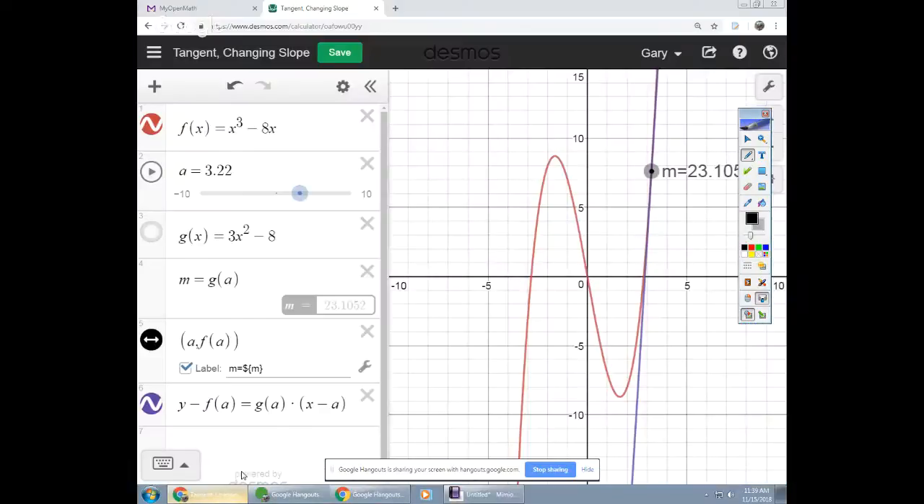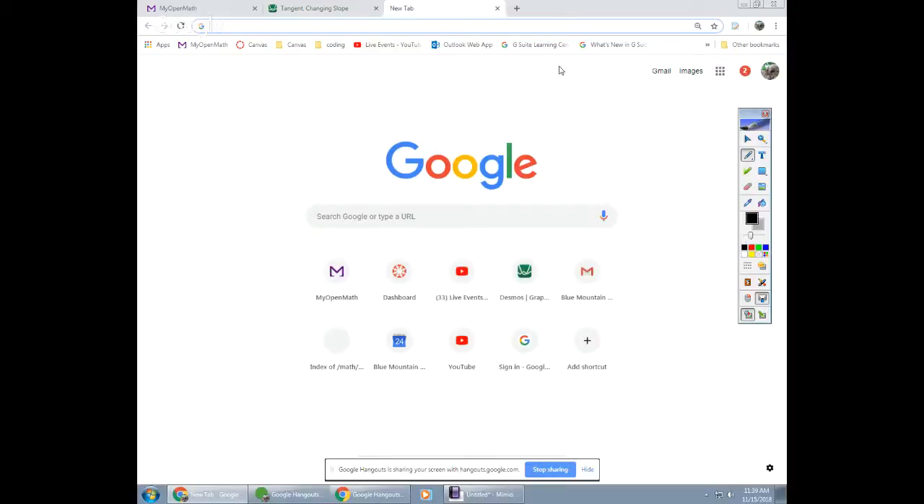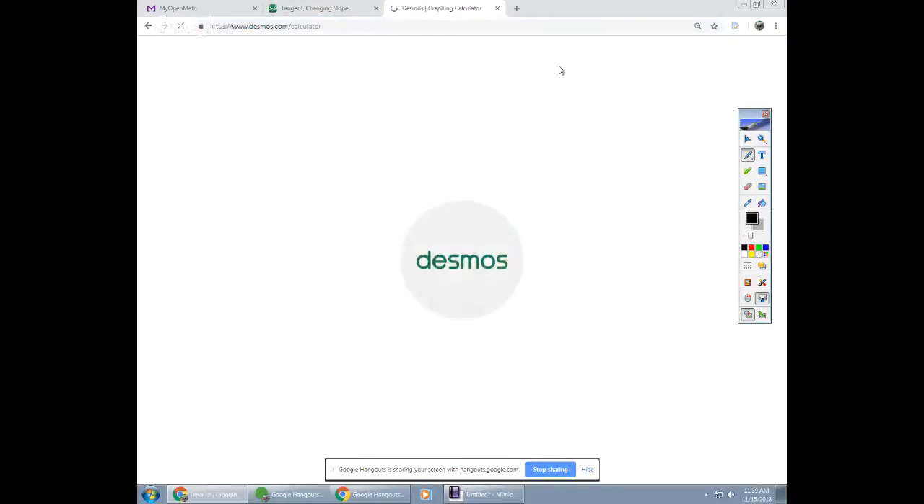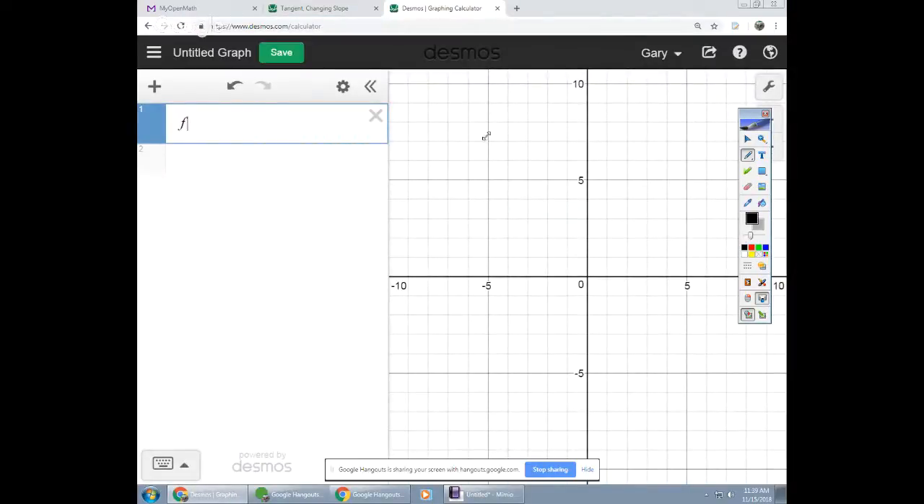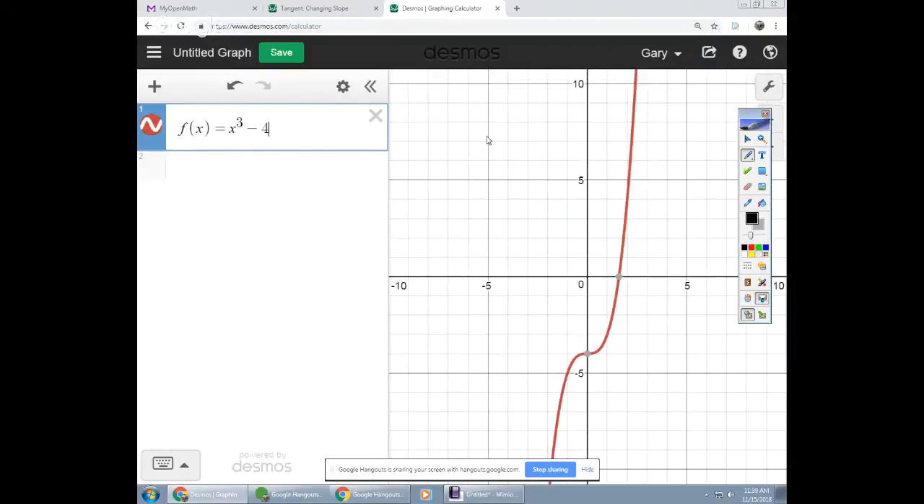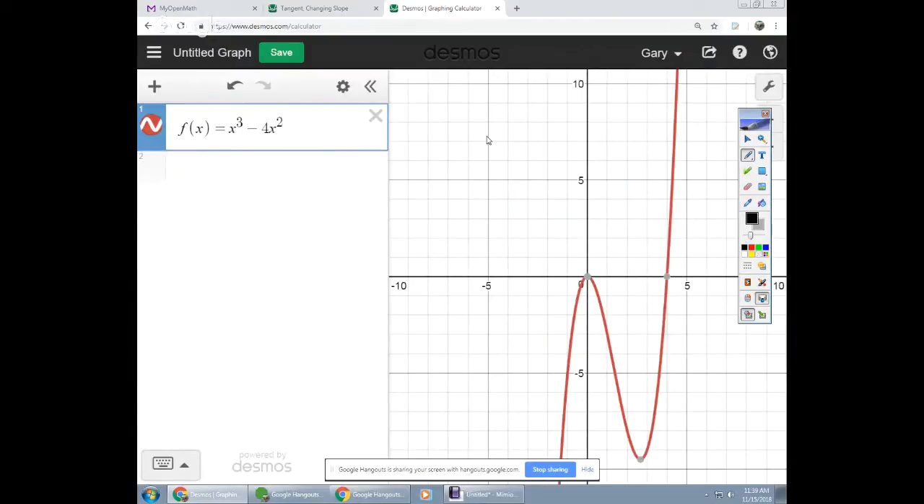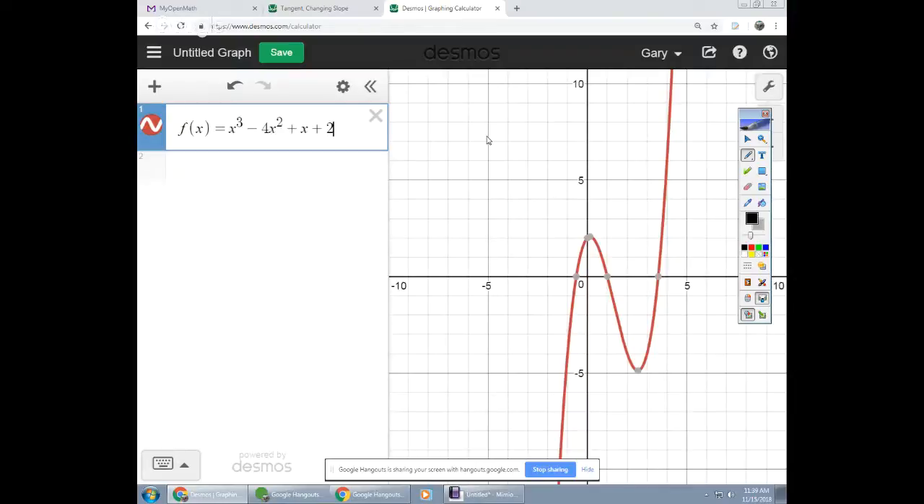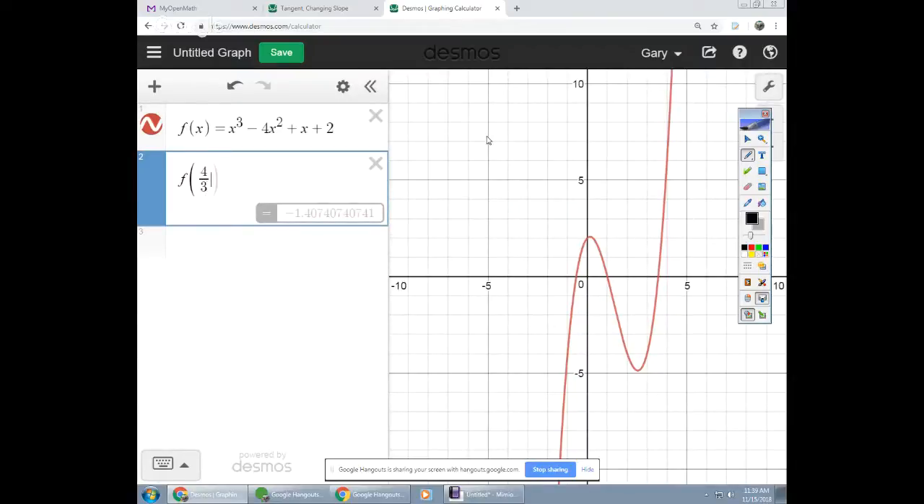So off to GeoGebra. Oh, I accidentally deleted that graph. Bummer. Do it again. So f of x equals x cubed minus 4x squared plus x plus 2, if I have it right. And I want to know what f of 4/3 is. And, oops, wrong place. Desmos says it's about negative 1.4-ish, approximately.